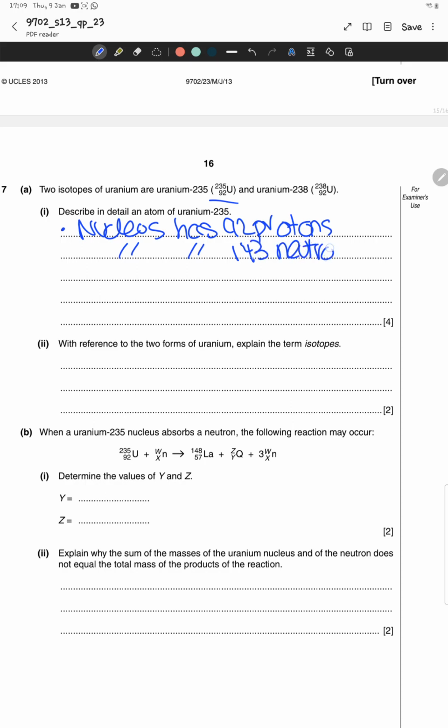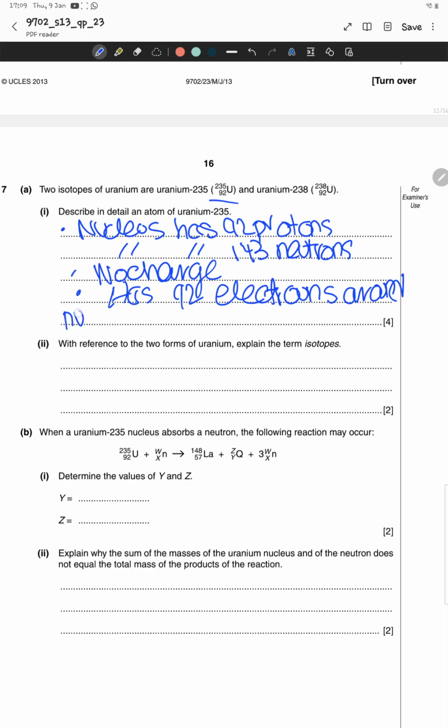Neutrons have no charge, so you just write no charge. And if the atom has no charge, then the proton and electron numbers will be the same. So it has 92 electrons around the nucleus. And that's about it.